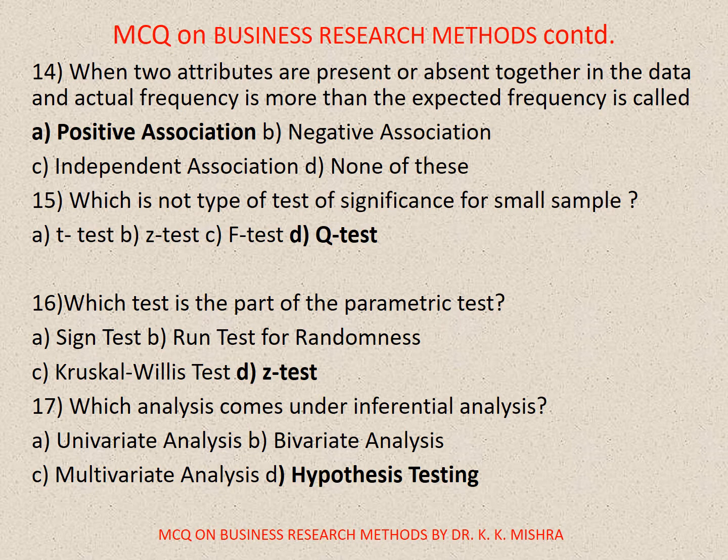Question number 15. Which is not a type of test of significance for small samples? The correct option here is D. Q test. Others belong to that category.